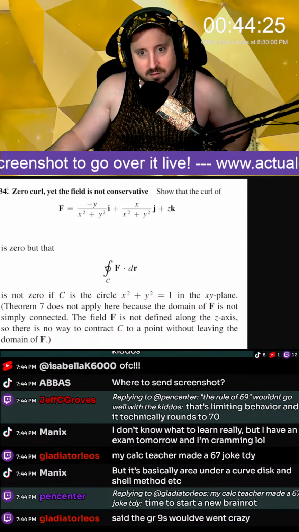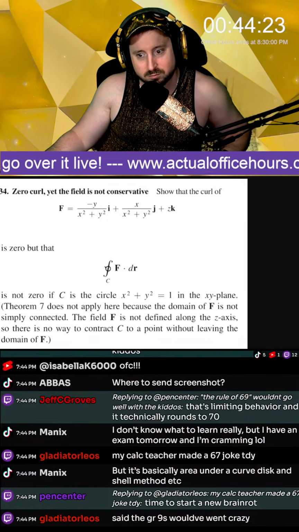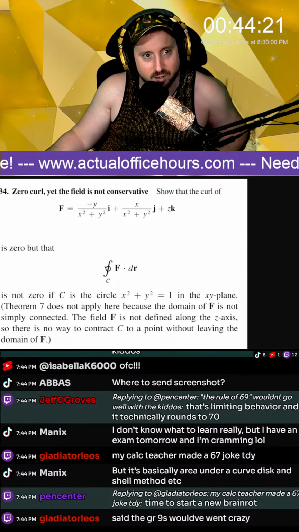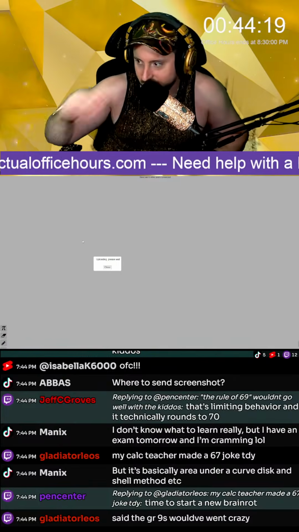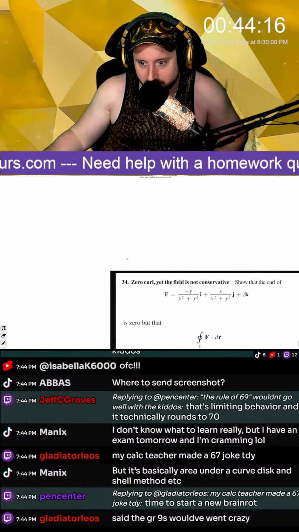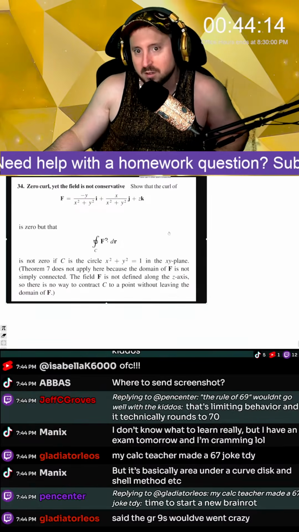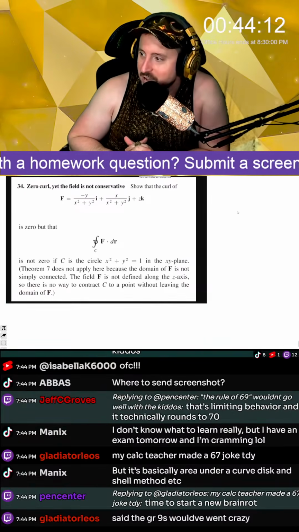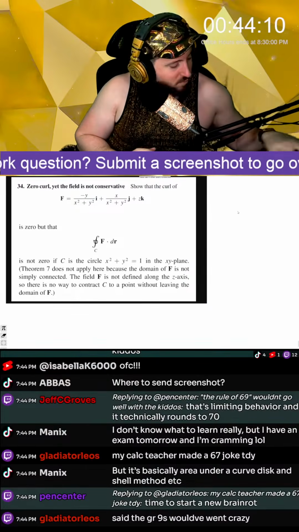DeSantis. Ooh. This is some linear algebra. Is this linear algebra or vector calculus? What is this? Zero curl, yet the field is not conservative.